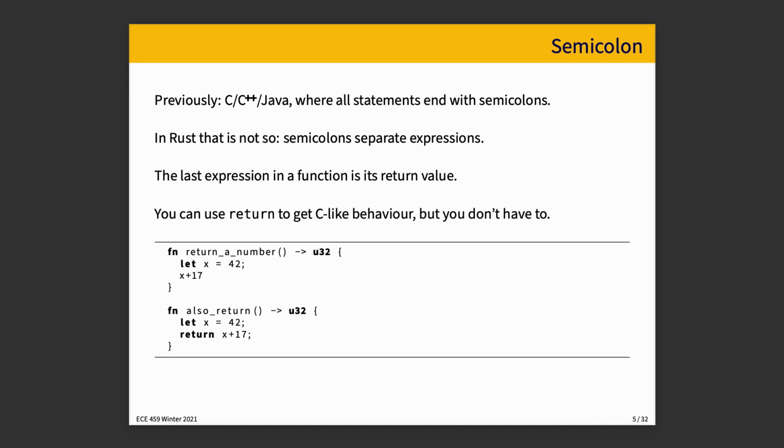So looking at the example down towards the bottom, we see function return a number. A function is denoted with fn at the beginning. So this is the keyword that says function. We have a name. We have a little arrow, and the arrow then specifies the return type. And U32 is an unsigned 32-bit integer.